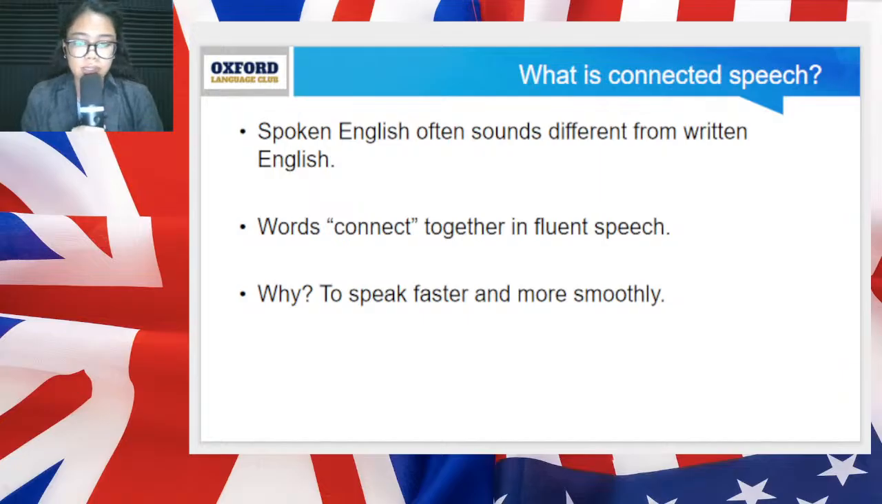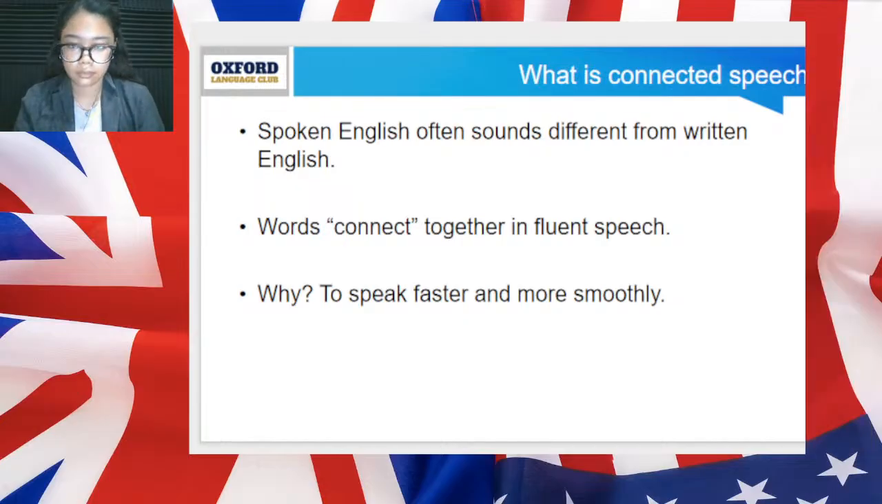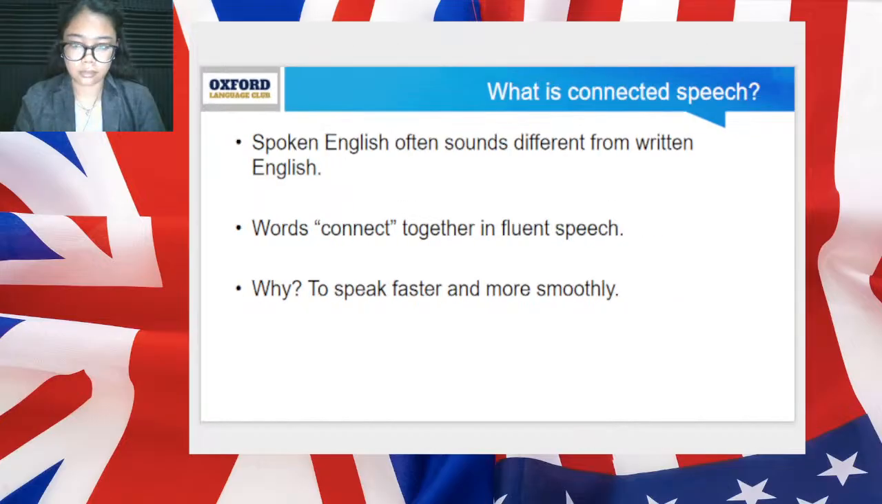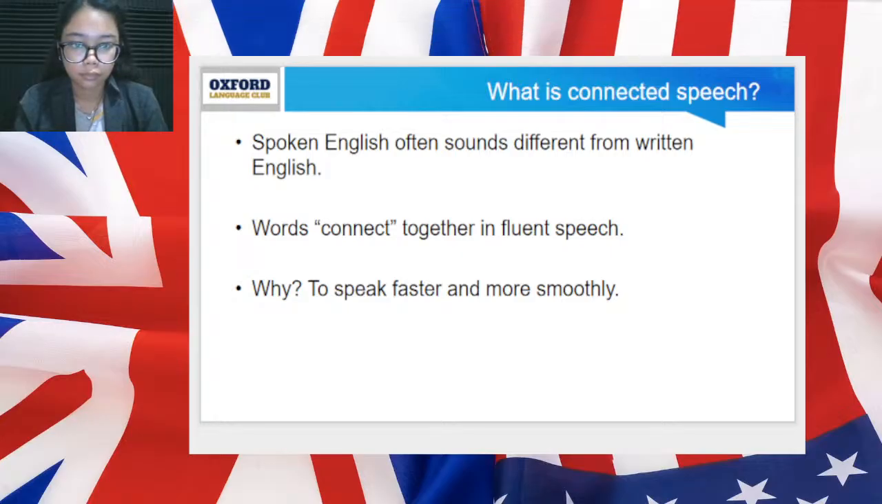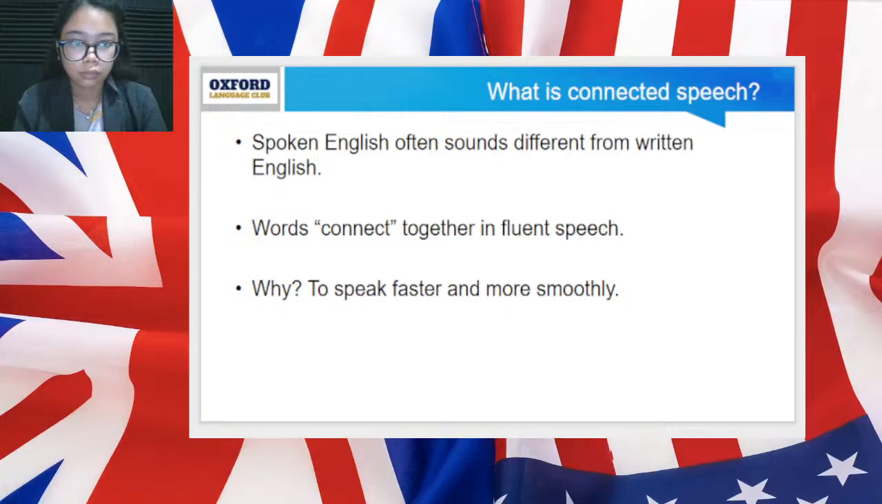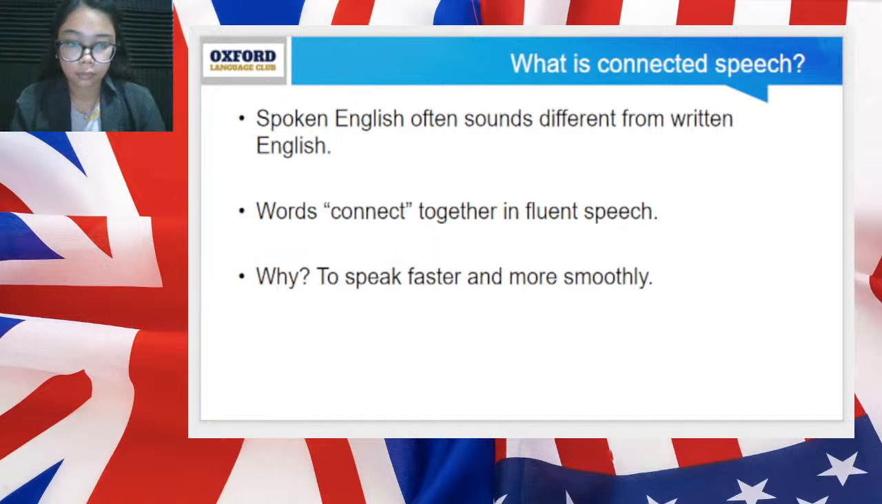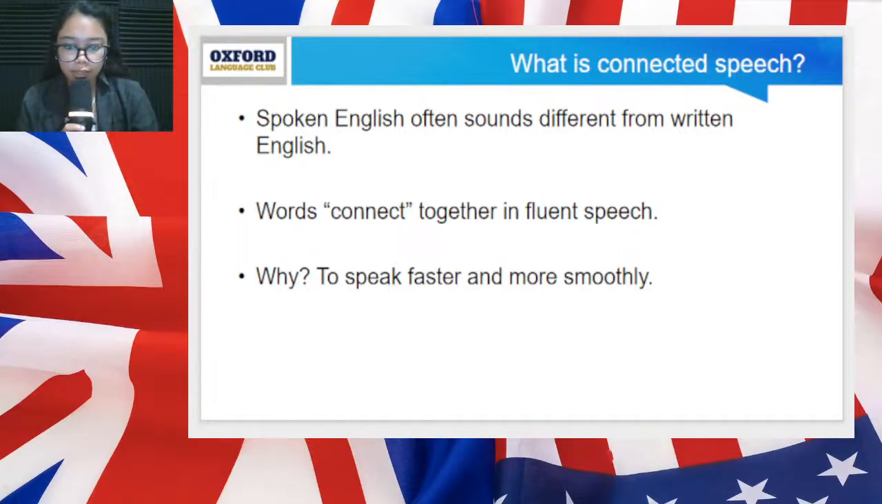What is connected speech? For a moment, let me just check my screen. I think it's small. Let me just fix it. Okay, that's good. All right, let me continue.